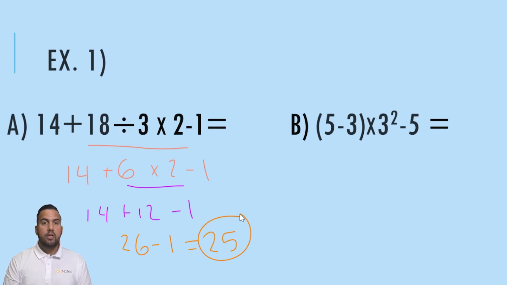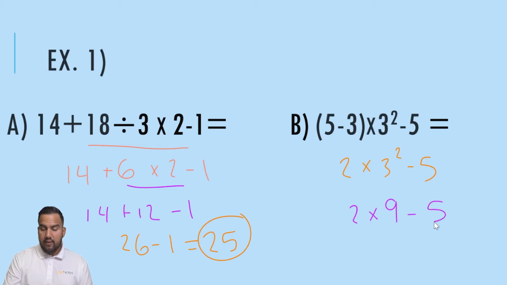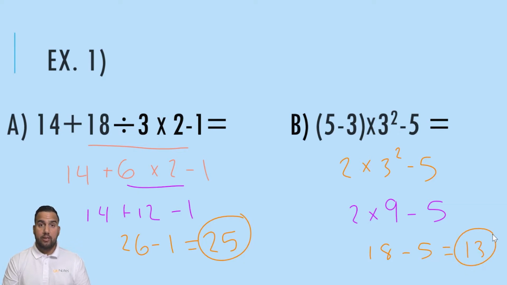B, same concept. Let's go in order. There's a P that represents parentheses. So 5 minus 3 is going to be 2 times 3 squared minus 5. So I'm going to follow PEMDAS. PEMDAS says I should do exponents next. 3 squared is simply just 3 times 3. 3 times 3 is 9. So I'm going to bring down 2 times 9 minus 5. I have multiplication and subtraction. Multiplication definitely comes before subtraction. 2 times 9 is going to be 18. 18 minus 5 I can do, which is simply going to be 13. And that's my final answer for part B.